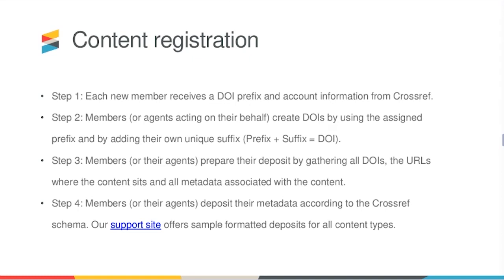When they've decided on the pattern of their DOIs, they then gather the DOIs, the URLs where their content sits, and the different metadata associated with their content. And then they provide that to Crossref. And there are lots of different ways to do that. We work with some very large publishers with very big technical departments. We work with publishers who work with service providers or platforms to provide those services. Or there are some very small one or two people journal setups, and we have a very simple web interface where they can just type in the information on their publications and deposit them with Crossref.